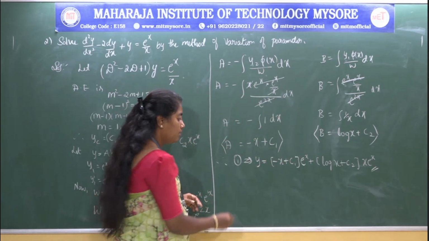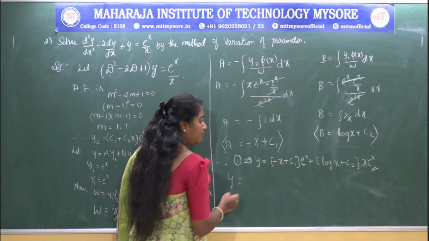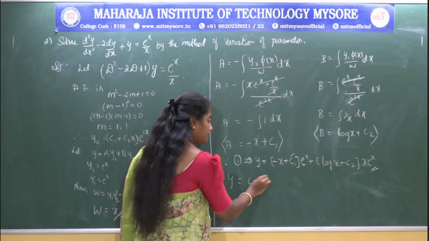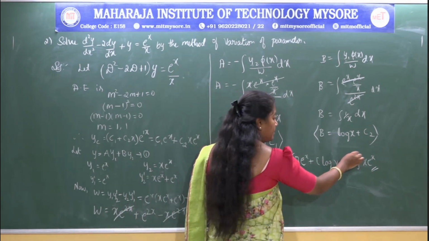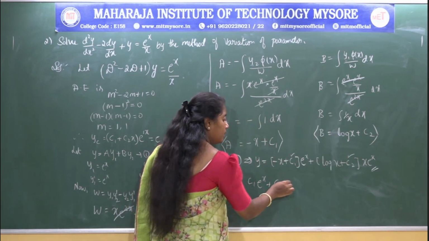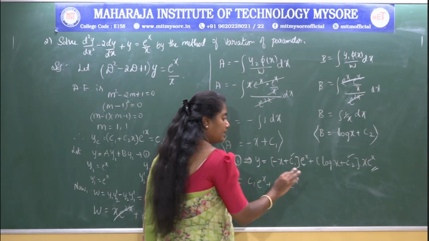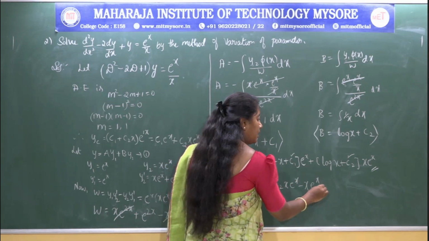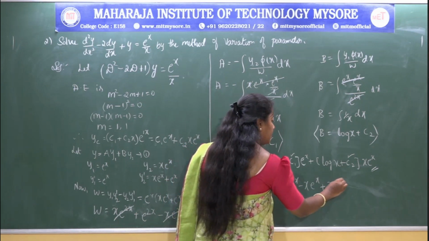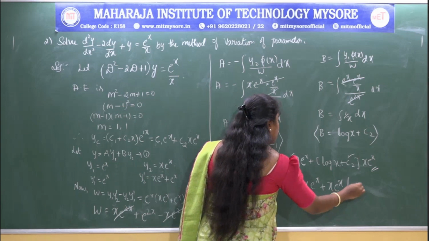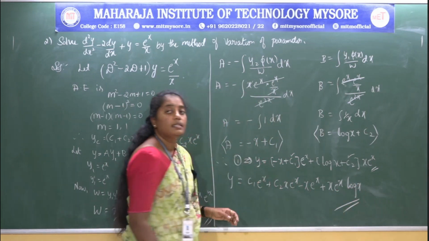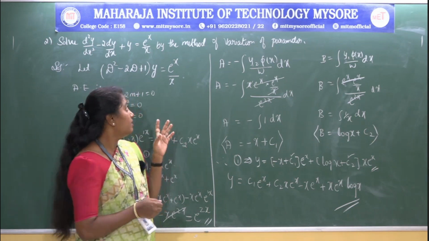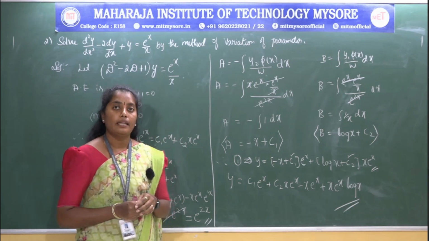Or we can simplify one more step. y is equal to, first writing the constant element c1 e^x, the constant element in the second term c2 x e^x, and the remaining elements minus x e^x plus x e^x log x. So this is the solution of the given second order differential equation with phi of x equal to e^x by x.